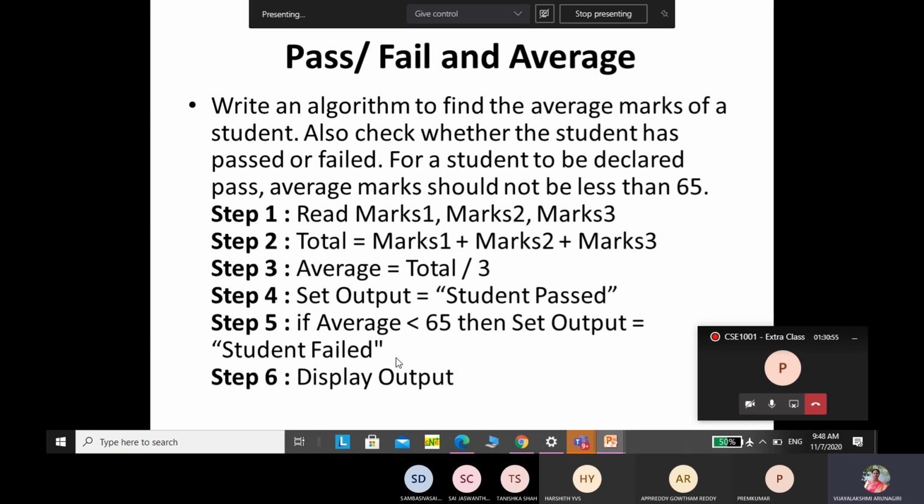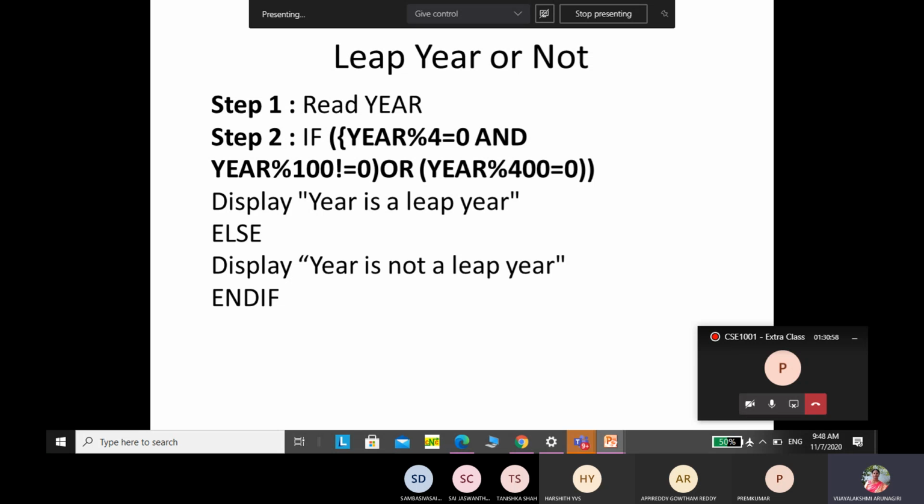So here I am taking some decision, that is called a selection type of algorithm. Next, checking whether the year is a leap year or not. You know how to check the leap year. I am not simply telling whether the year is leap year or not; I have to check certain conditions. First, I am reading the year. Next, in the if condition, I'm checking year mod 4 equal to 0 and year mod 100 not equal to 0, or year mod 400 equal to 0. If these conditions are satisfied, then I'm telling that the corresponding year is a leap year. Otherwise, I'm telling that the year is not a leap year. Clear?